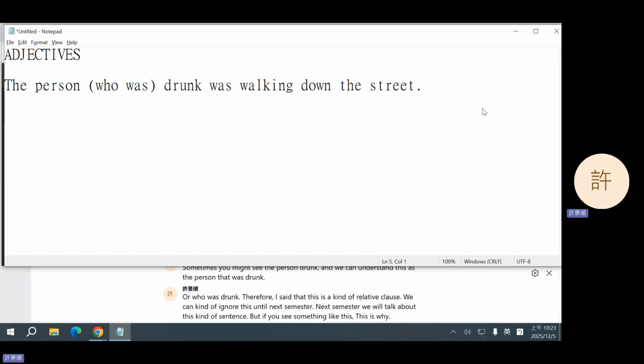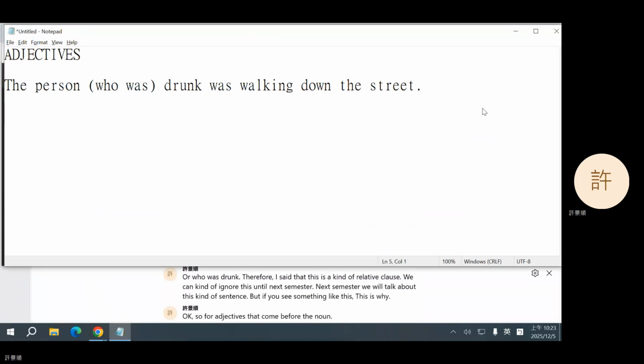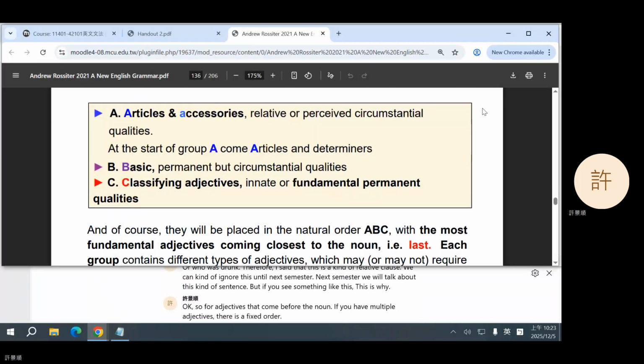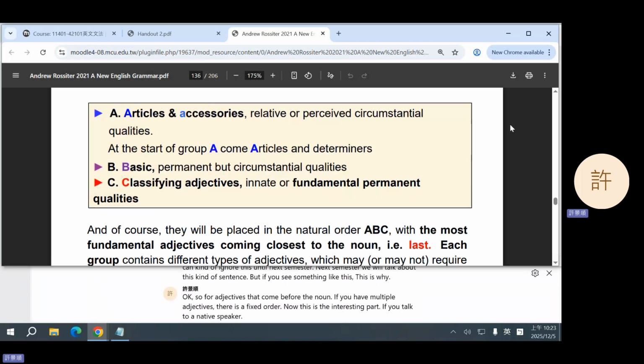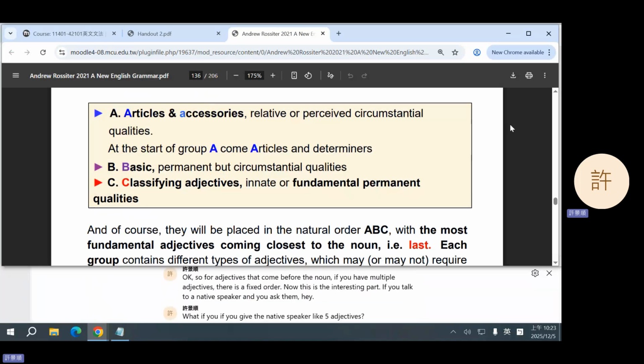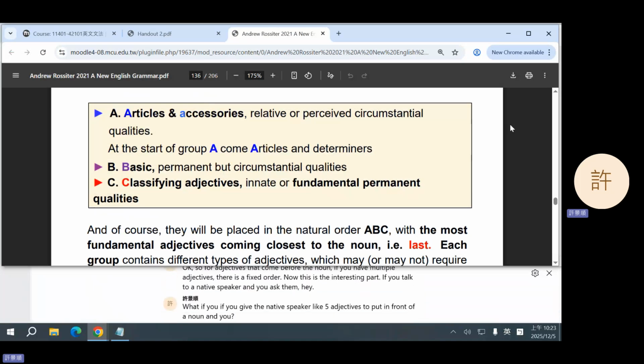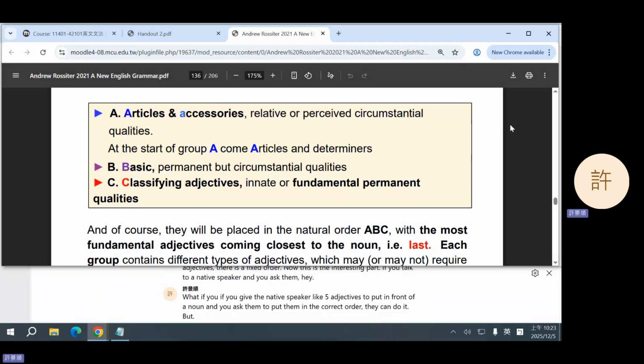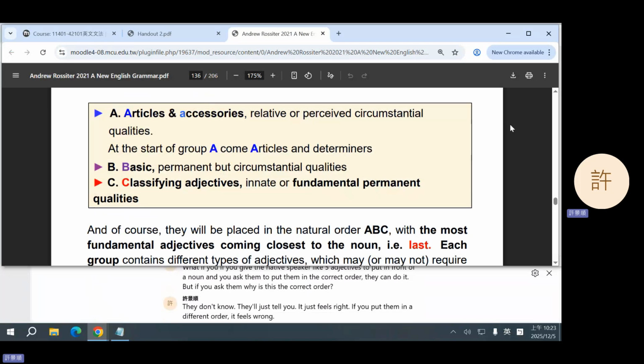Okay, so for adjectives that come before the noun, if you have multiple adjectives, there is a fixed order. Now, this is the interesting part. If you give a native speaker like 5 adjectives to put in front of a noun, and you ask them to put them in the correct order, they can do it. But if you ask them, why is this the correct order? They don't know. They'll just tell you, it just feels right. If you put them in a different order, it feels wrong. But there is a logic, and here is the logic.